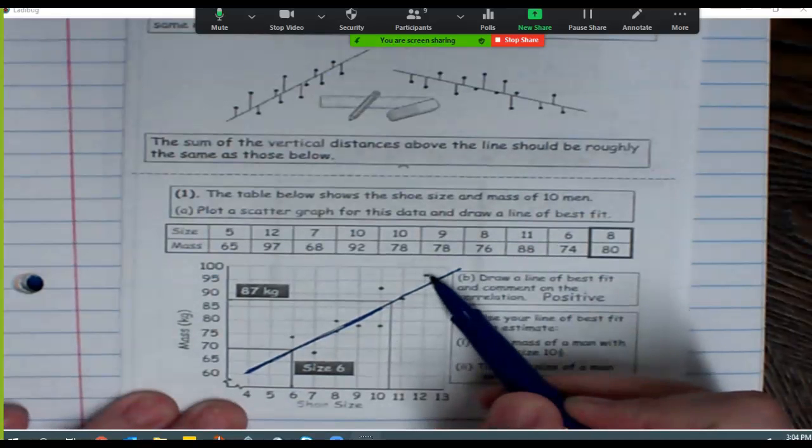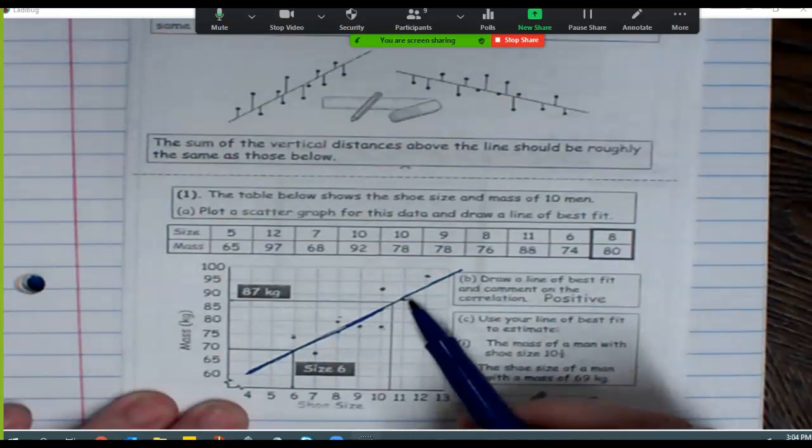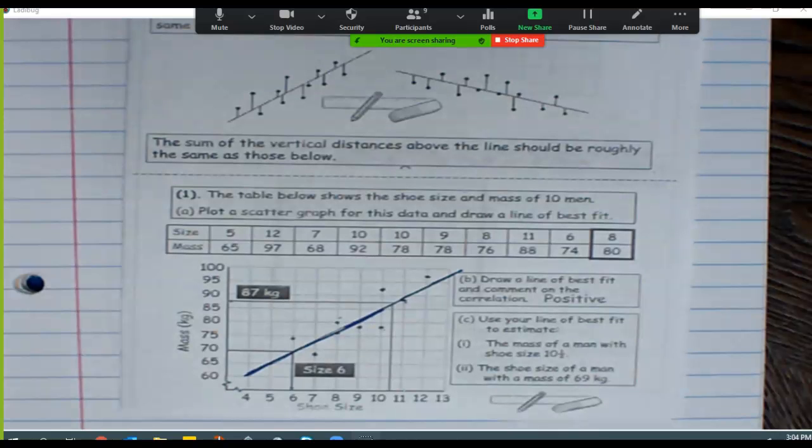So up here I have 1, 2, 3, 4. Down below I have 1, 2, 3, 4. That one looks like it's about right on the line. So you always want to split your data. It's like you're taking all those dots and splitting them in half, a top section and a bottom section. Okay?